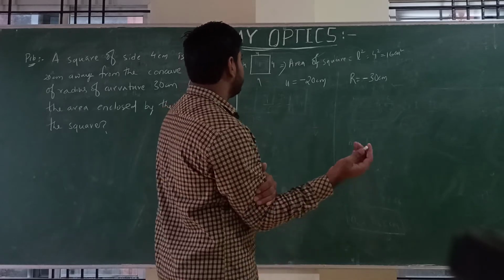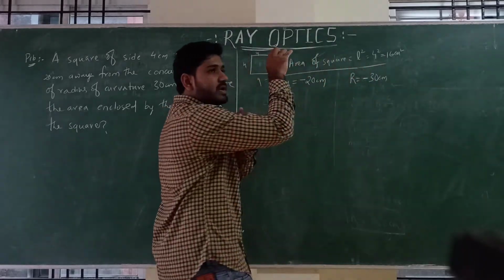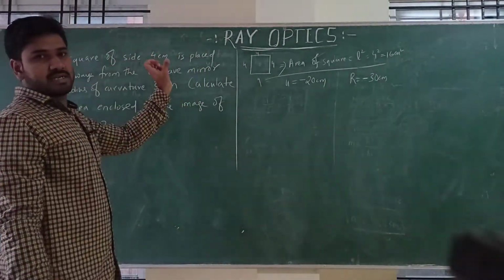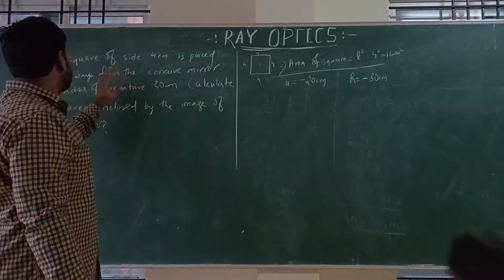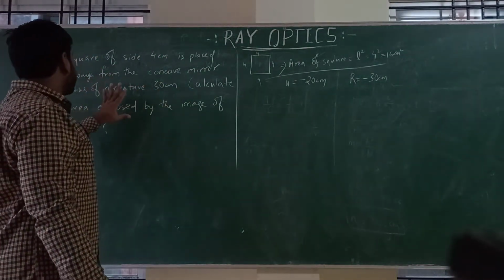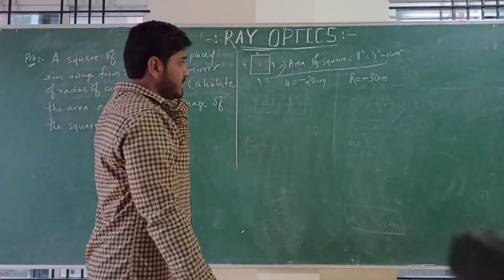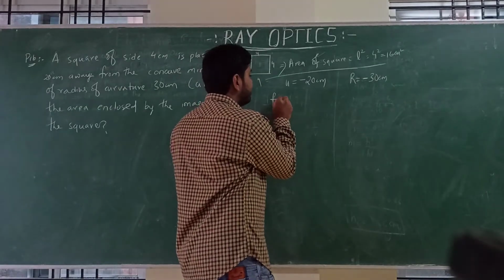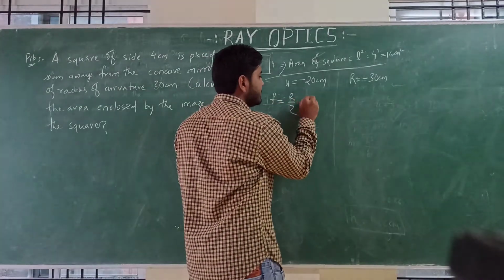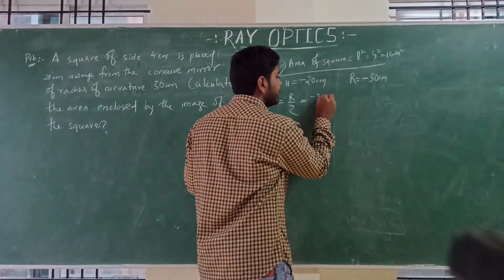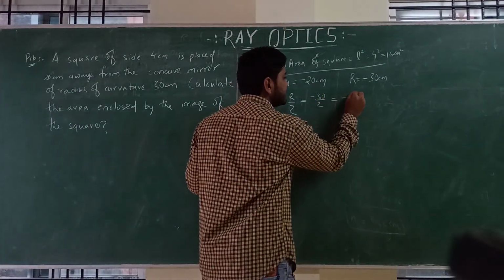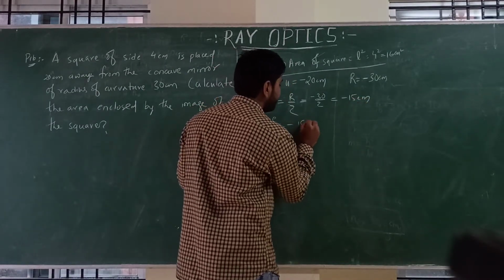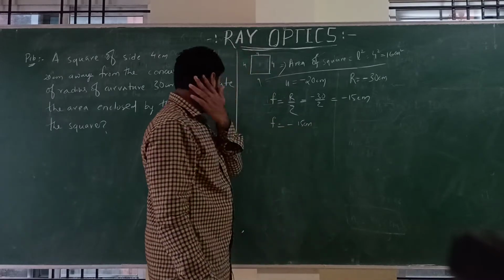Let's start. Leave the area of the square, we will see it later. Just think that there is no square, there is an object. The object is placed 20 centimeter away from the concave mirror of radius of curvature 30 centimeter. Okay, so U is equal to minus 20, R is equal to minus 30. So finally we can calculate F is equal to R by 2. What is R? Minus 30 divided by 2. So finally you will get minus 15 centimeter. So F we got, F is equal to minus 15 centimeter.